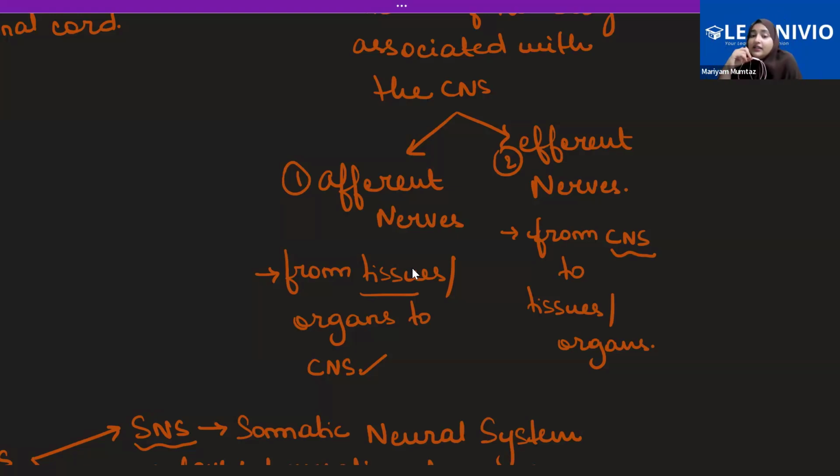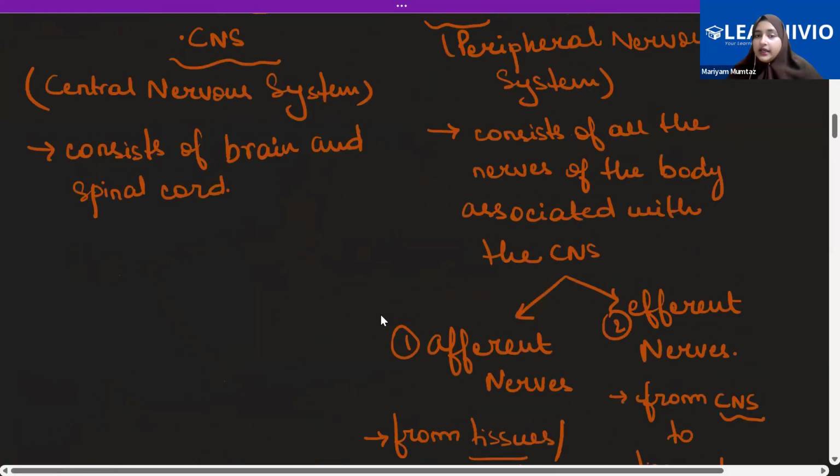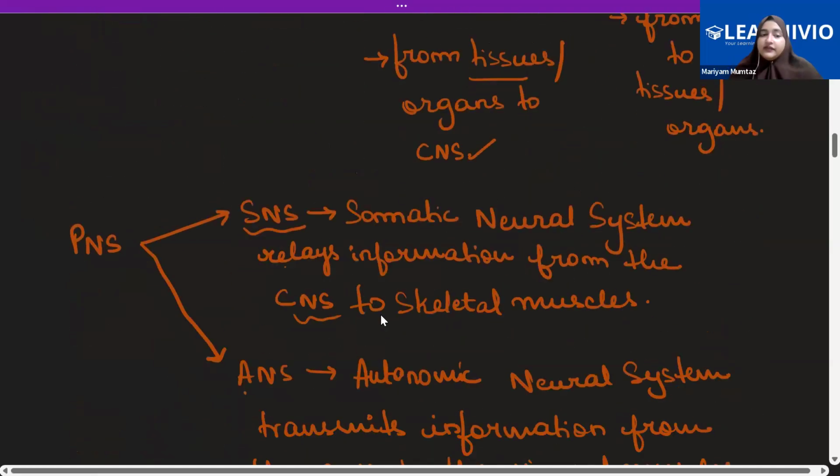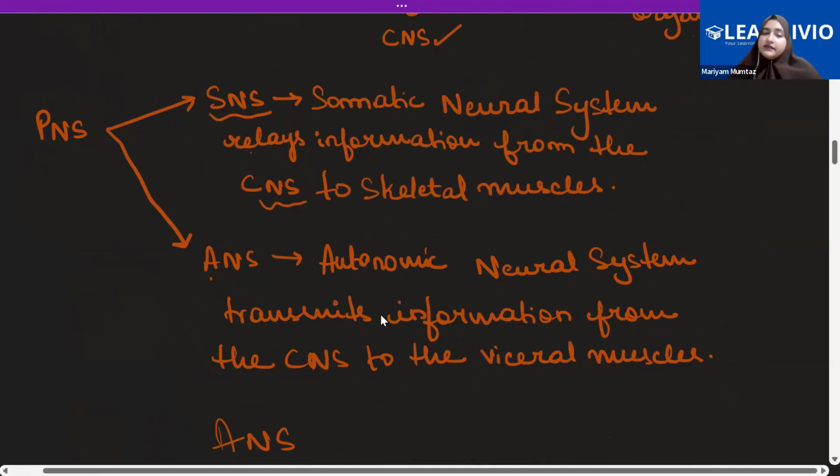And then the efferent nerves are the ones that take the information from the central nervous system, meaning the response. Whatever response the brain has generated will be taken from the central nervous system to the organ, to the tissue. Clear, students, up until now? Yes, sir. After that, we have the next division of the peripheral nervous system, that is SNS and ANS.